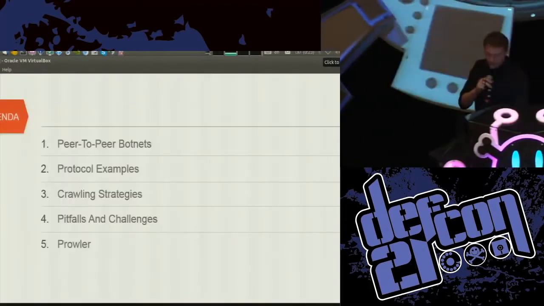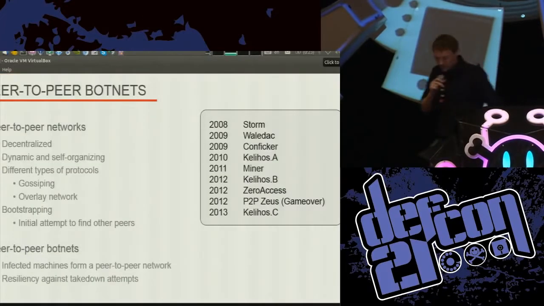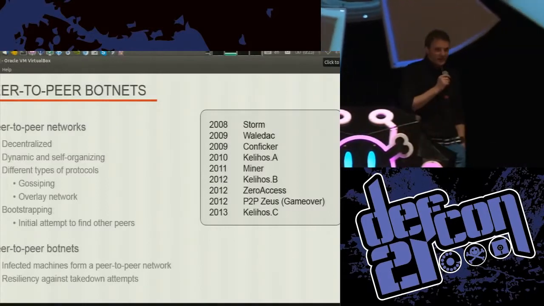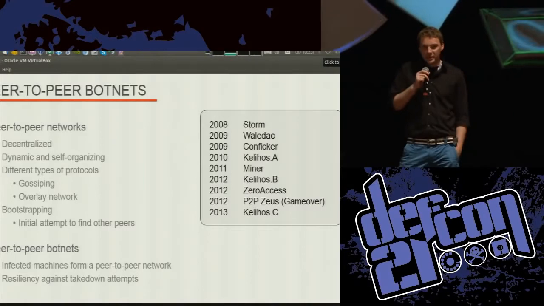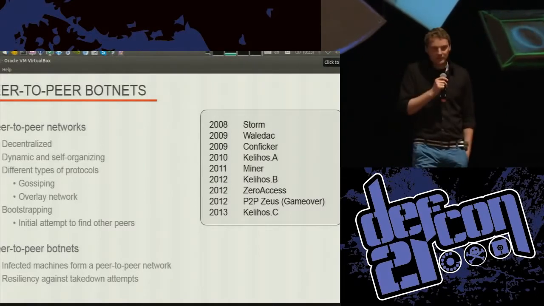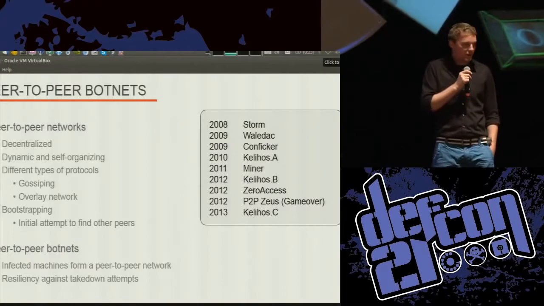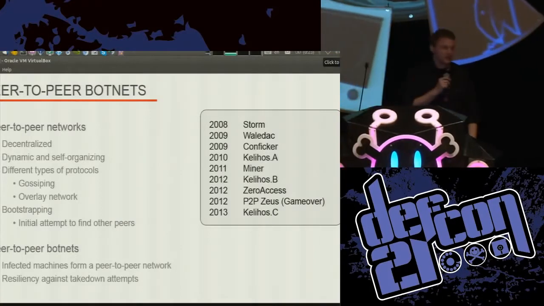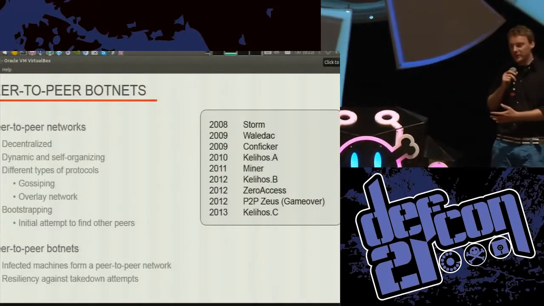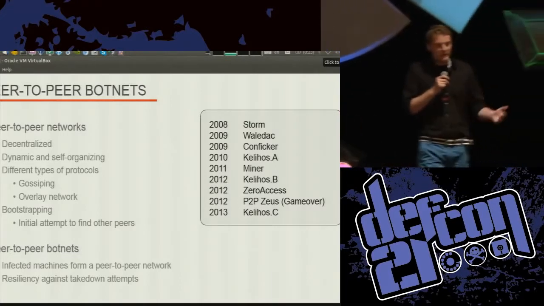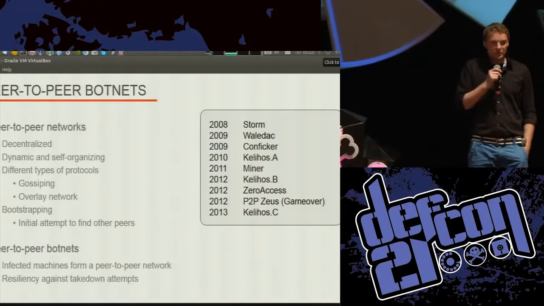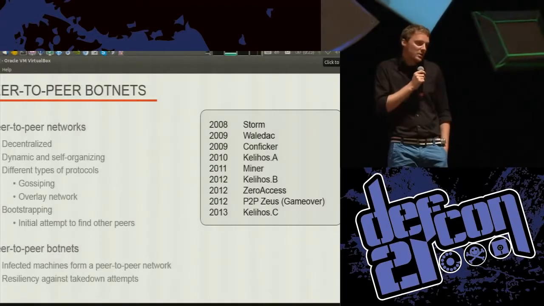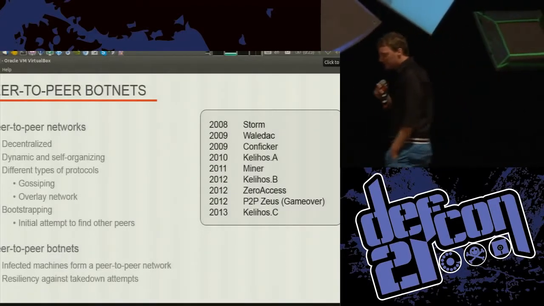Let's see. So yeah, there's an agenda. Okay, let's start with a quick introduction to peer-to-peer botnets. I guess most people in the room here are familiar with peer-to-peer networks in general. There are networks like BitTorrent, eDonkey, file sharing networks, and others. And usually the purpose is to build a decentralized infrastructure that's self-reorganizing. So if parts of the infrastructure go offline, it recovers itself. Usually people build peer-to-peer networks because they want to get rid of any central components, so the infrastructure cannot be taken down so easily.